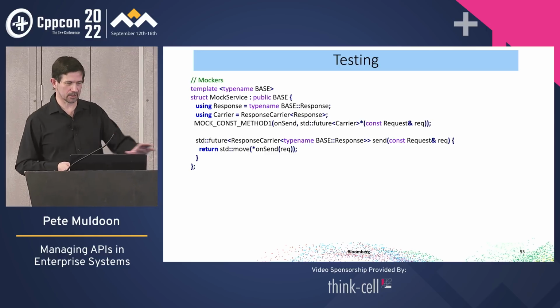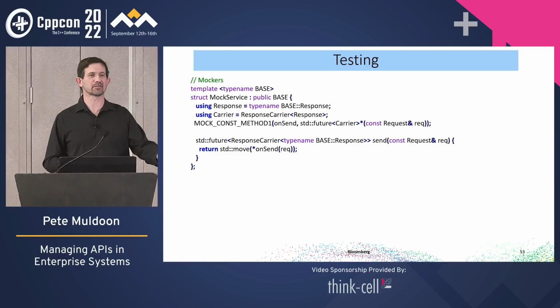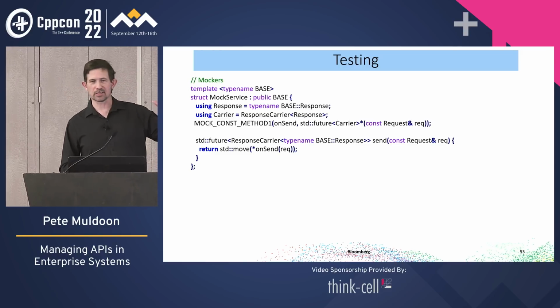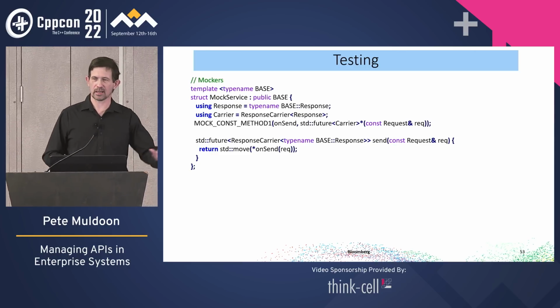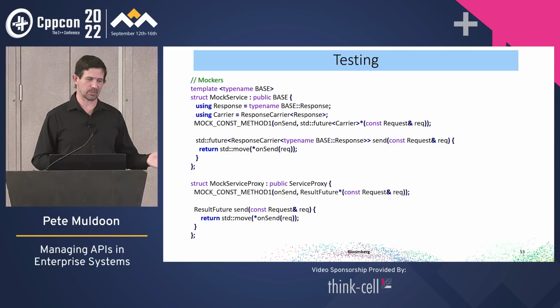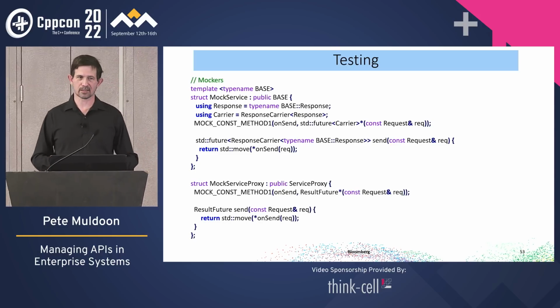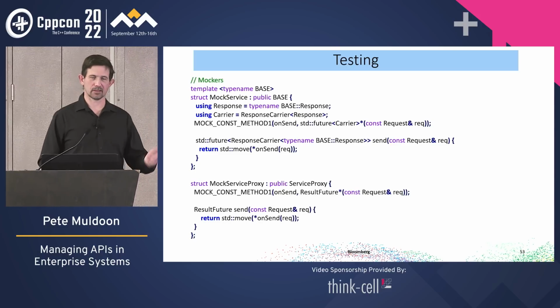Okay, so let's go to testing. This is our original mock service. Now, I can't get rid of this because there's service C, D, E, F, G being used by all of the parts of the system, right? So I can't just get rid of this, but I can just say, look, my mock service proxy is simpler, right, than the old mock service.